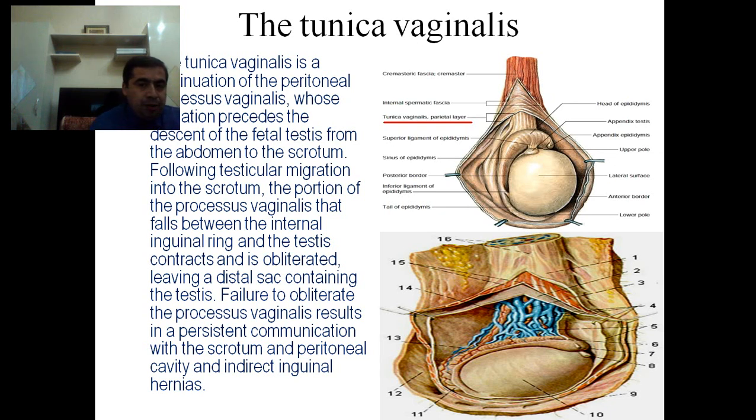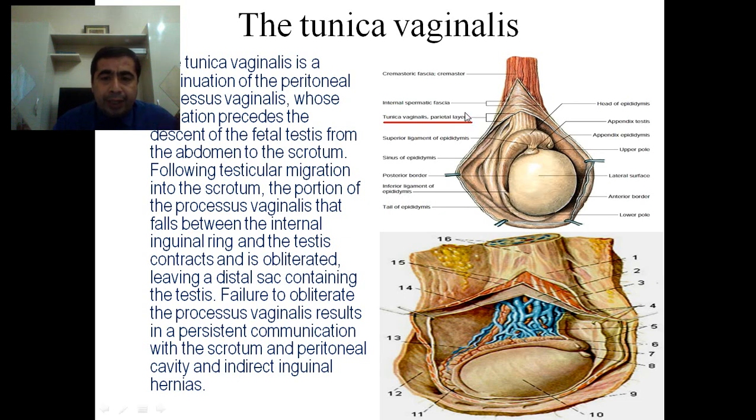It's a very important moment. Just after the descent of the testis into the scrotal cavity, any connection between the scrotal cavity and the peritoneal cavity becomes nothing. It's absent. But if any connection is present, it leads to a congenital inguinal hernia. Failure to obliterate the processus vaginalis results in a persistent communication between the scrotum and the peritoneal cavity, and indirect inguinal hernias.